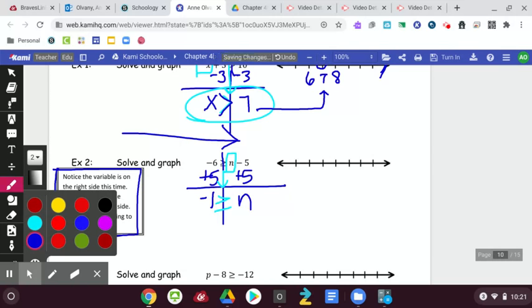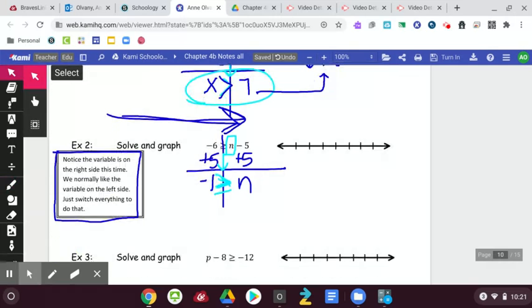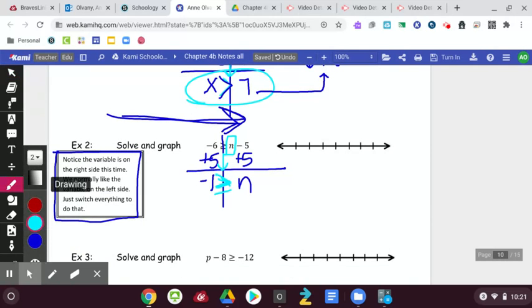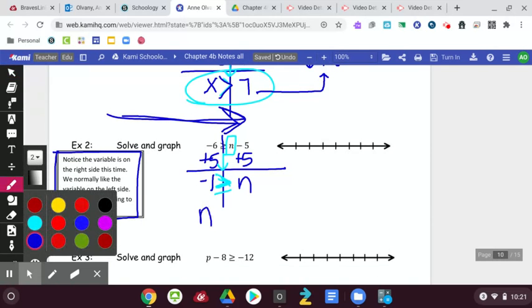Okay? Now, because the n's on the right, we can't use this little trick that I used up here. So what I'm going to do is I'm going to flip everything. You have to note that this arrow is pointing to the n. So when you do this problem, I'm going to flip it around, put the n over here, but this arrow has to be pointing to the n. So that symbol has to flip over as well. And now I can graph it.